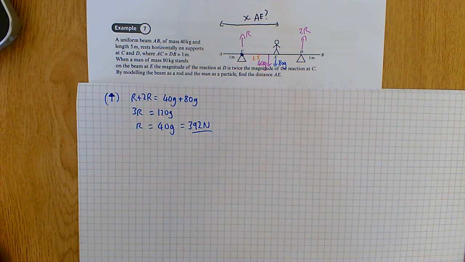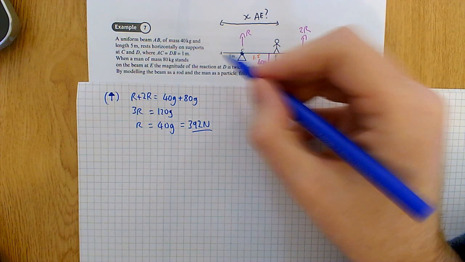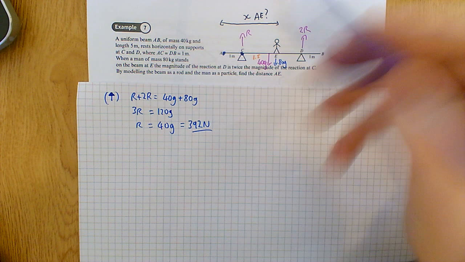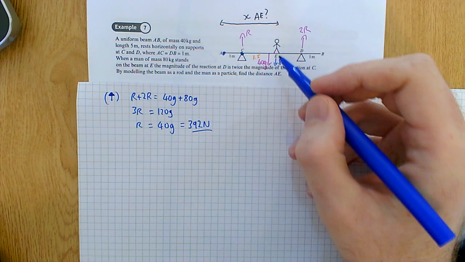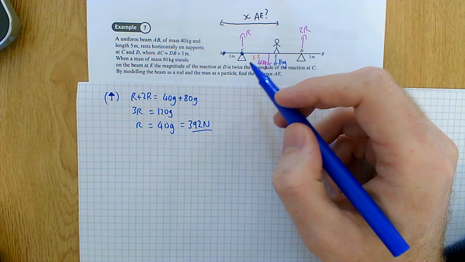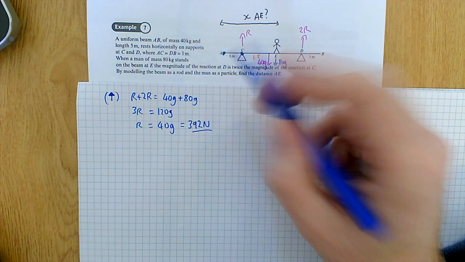The reason for this is it's going to make the calculation a little bit easier. In fact, no, let's not do it at C. I'll do it at A, because then the distance X is going to be part of my equation really nicely and easily. We could have done it at C, but I'll do it at A.